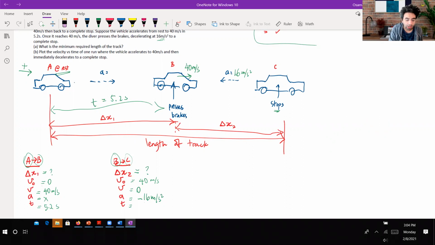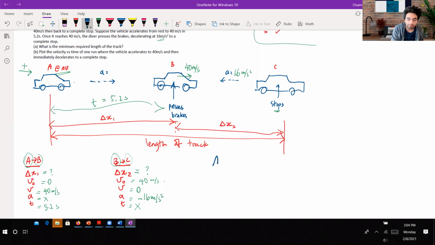Okay, back to our problem. For B to C, I don't know what the time is, so frankly, my dear, I don't really care about this. But it's enough that I have three variables, right? I know that if I have three variables, I'm happy, so I can solve that. Okay, so let's solve A to B to find delta x1. Let's solve B to C, find delta x2, and then we'll add them together to find the length of the track.